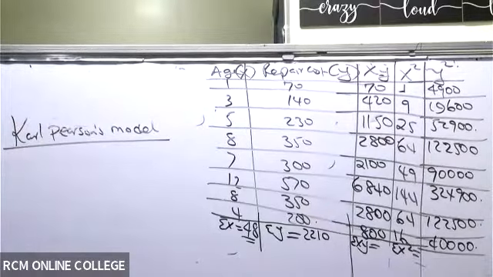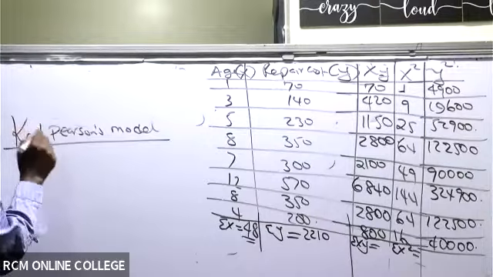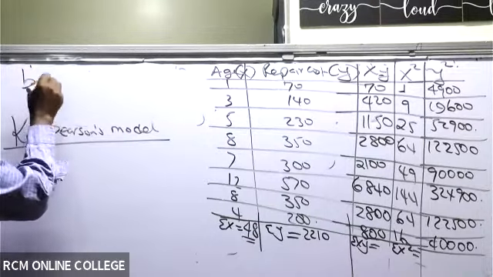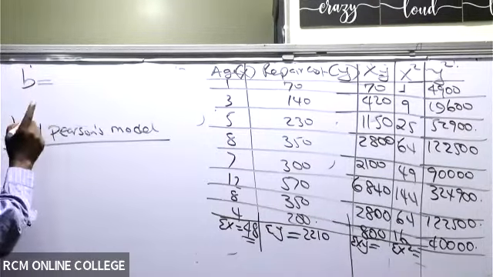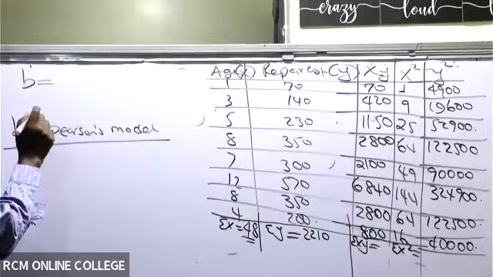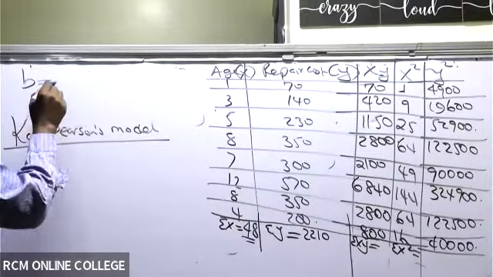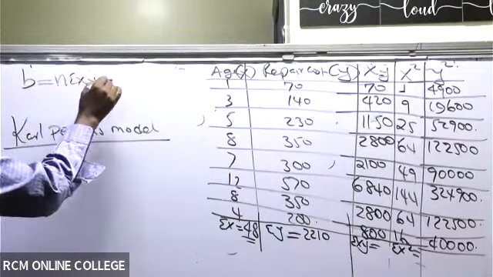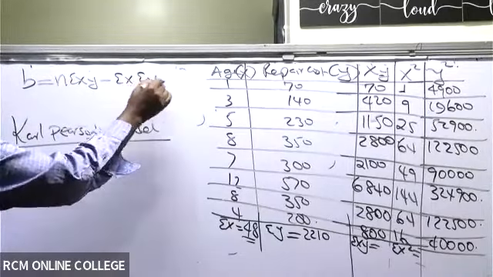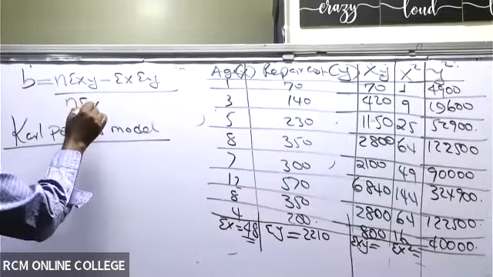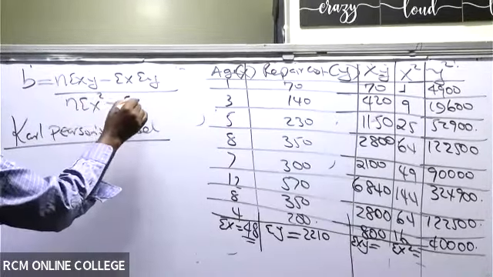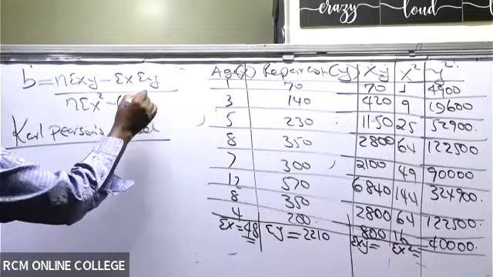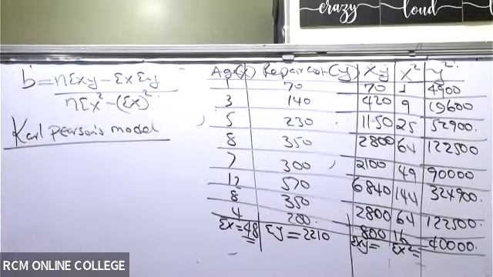The person who taught me this told me that for you to be able to remember the Karl Pearson's, always start by remembering the formula of B. When you remember the formula of B, then the Karl Pearson's correlation model will be very easy. To get B, we take n summation of xy, minus sum of x, sum of y, all over n sum of x squared minus the sum of x, squared. That is the formula for getting B.